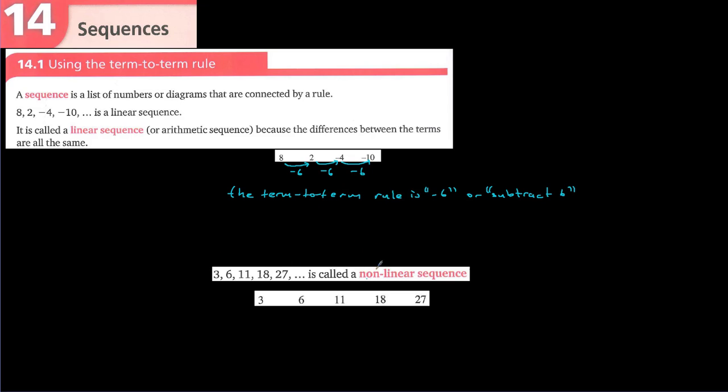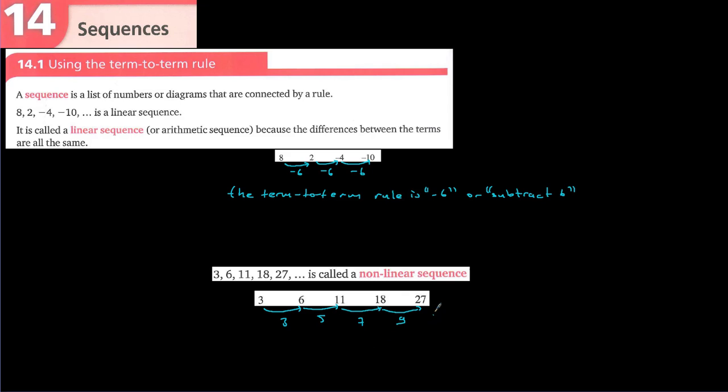And the second sequence that is given here is not an arithmetic sequence because the difference between the terms is not the same. From 3 to 6, the difference is 3. From 6 to 11, it is 5. From 11 to 18, the difference is 7. From 18 to 27, you should increase by 9.